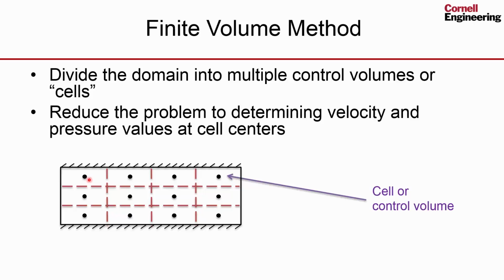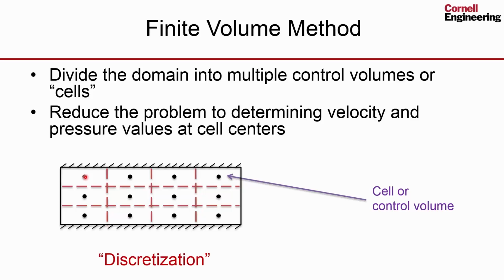And so we've gone from determining unknown functions to selected variables at selected points. And this process is called discretization, where you're reducing the problem to determining just a finite set of values. Cell center values are approximations of the cell average values. And this particular flavor of the finite volume method is called the cell-centered finite volume method.